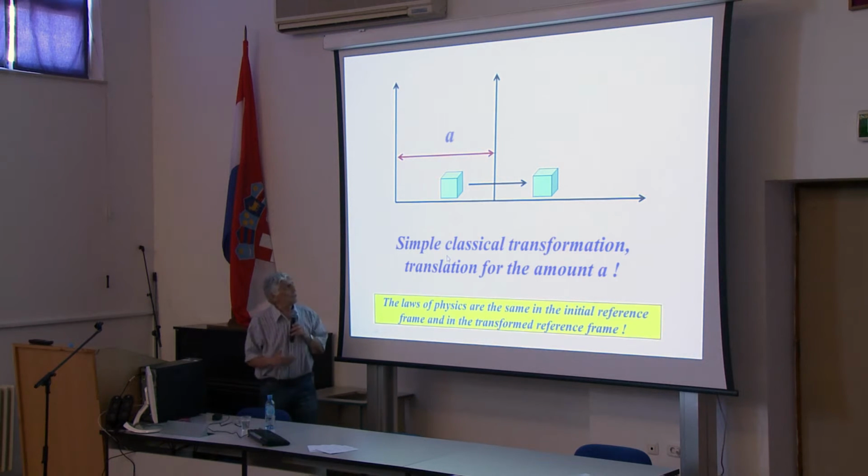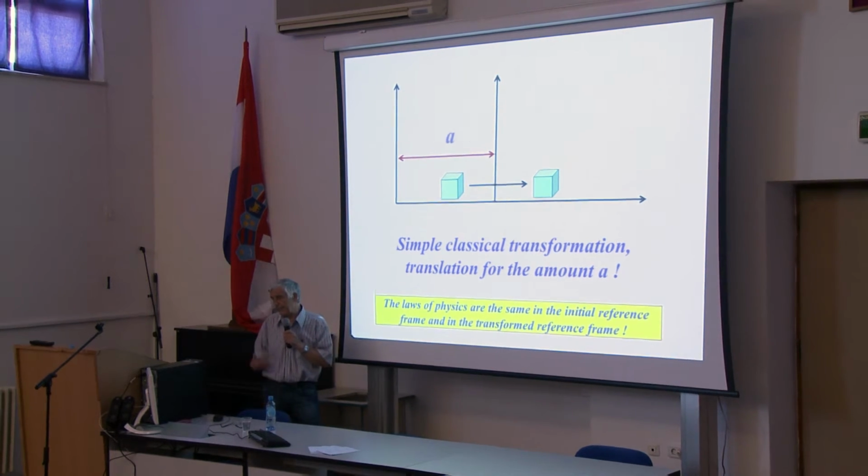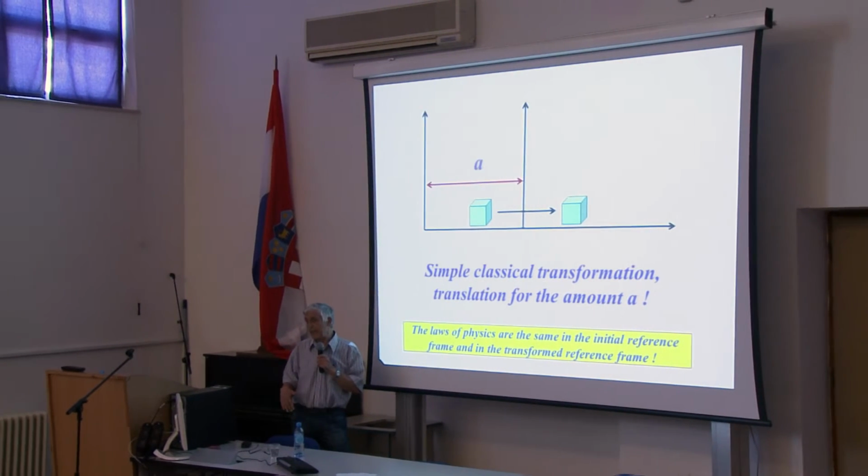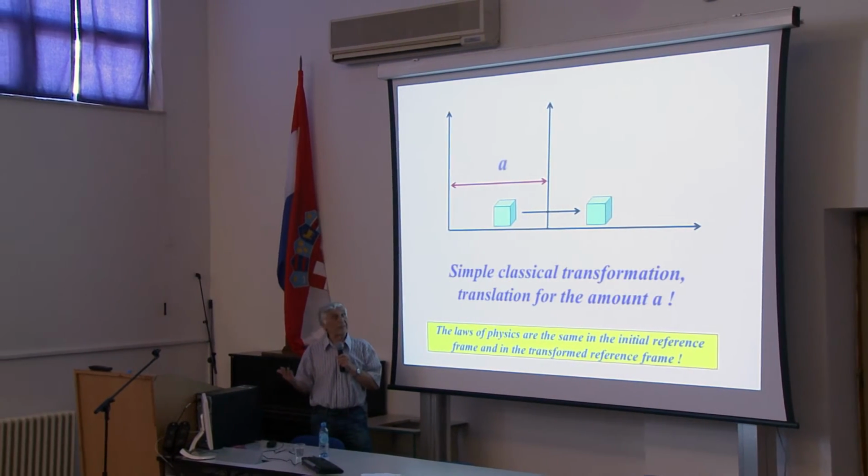Okay, this is the simplest classical transformation in one dimension. You say if you move by, say, the distance A, all laws of physics are going to be the same. In a simple translation by the amount A, the laws of physics are the same in the initial reference frame and in the transformed reference frame.